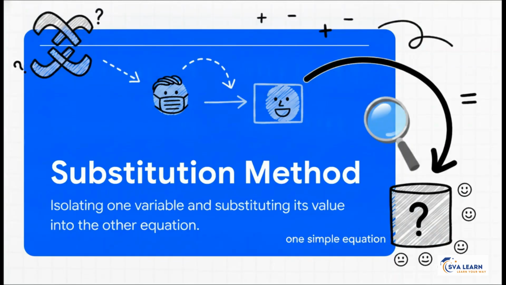So here's the core issue. We're dealing with two equations and two unknown variables. Honestly, it's just too much to juggle at once in our heads. Our primary goal is to reduce all that noise down to just one variable.